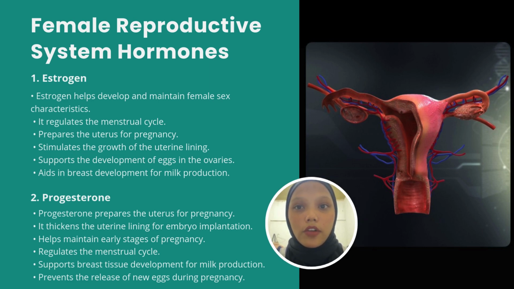Next, progesterone. Progesterone prepares the uterus for pregnancy by thickening the uterine lining, allowing for embryo implantation. It helps maintain the early stage of pregnancy and regulates the menstrual cycle. Progesterone also supports the development of breast tissue for milk production. Additionally, it prevents the release of new eggs during pregnancy to focus the body's resources on nurturing the growing fetus.